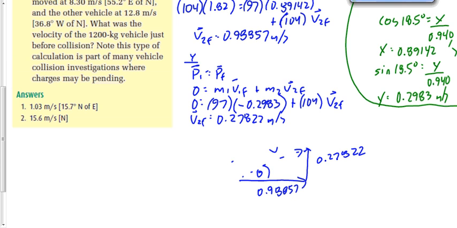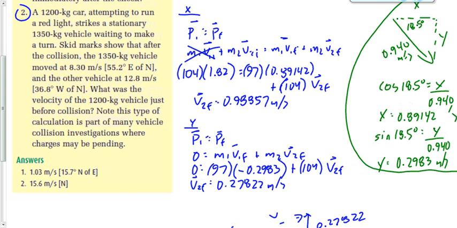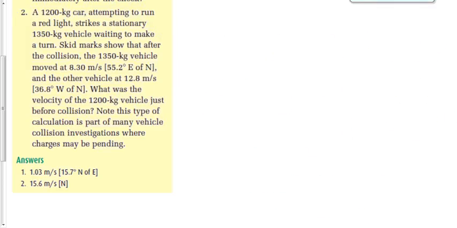All right, let's do that last one, which is number 2. It's a little bit tricky, actually. So it's a 1,200 kilogram car attempting to run a red light. It's not really a car attempting to run a red light. It's a driver attempting to run a red light. Strikes a stationary 1,350 kilogram vehicle waiting to make a turn. Skid marks show that after the collision, the 1,350 kilogram vehicle moved east of north. The other one moved west of north. Uh-oh, I don't like this. We get 2 funny angles.